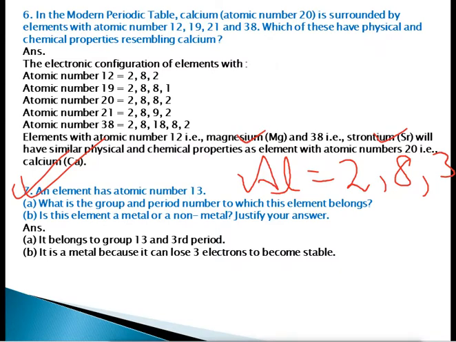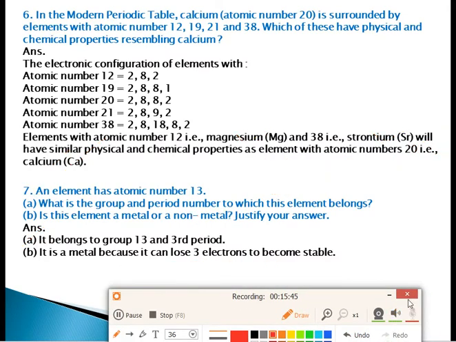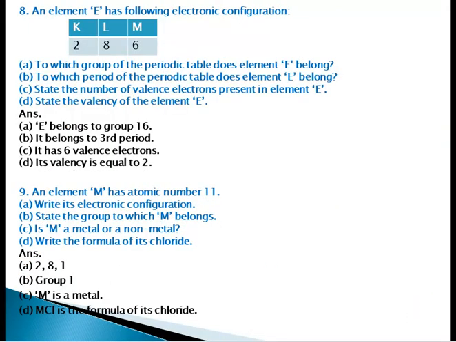Aluminium belongs to group number 13. Since it has three shells, it belongs to the third period. Now, is this element a metal or a non-metal? Justify your answer. It has 3 electrons in the outermost shell, so it can donate these 3 electrons to become stable. Aluminium is a metal because it can lose 3 electrons to become stable. Now, let's discuss question number 8.